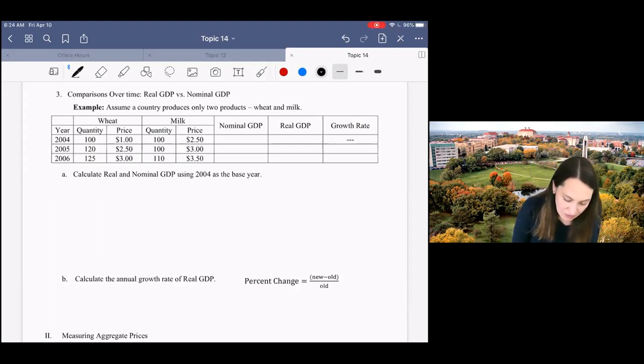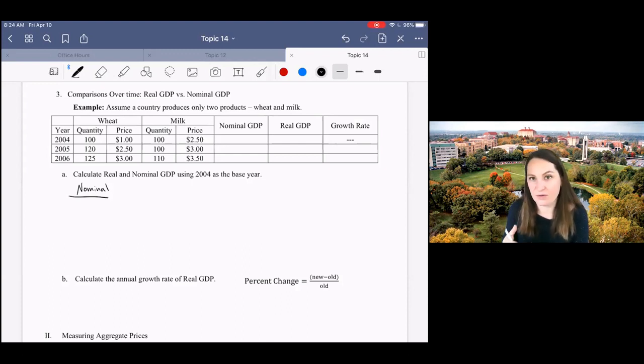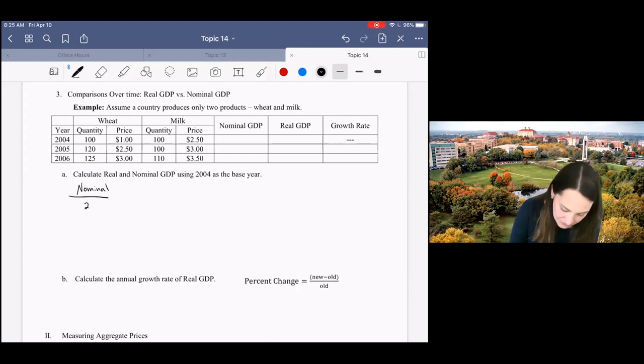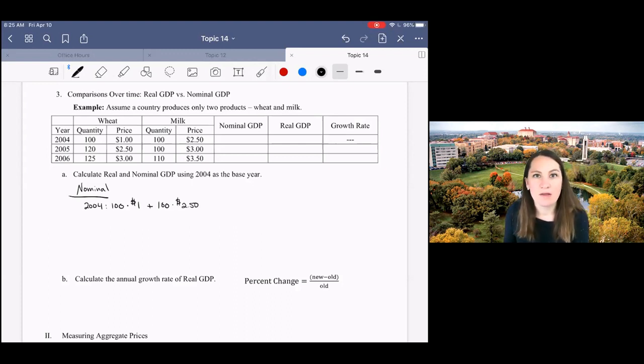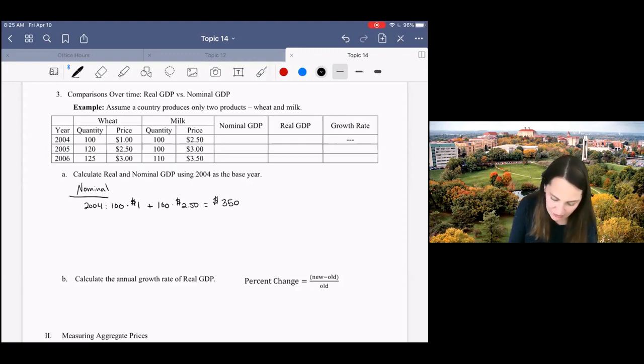This is actually what we call nominal GDP, and we'll talk about the difference between nominal GDP and real GDP after we calculate nominal GDP. So for nominal GDP, we're going to say, well, for 2004, this country produced 100 units of wheat, and the value of that is $1 per unit. And they also produced 100 units of milk, which had a value of $2.50 per unit. So we're using prices here to represent the values so that we can add up production across different industries. And then we can get a number for the total value of everything produced in that year. So that would be $350. So nominal GDP in 2004 was $350.